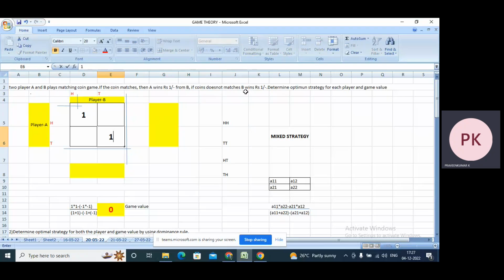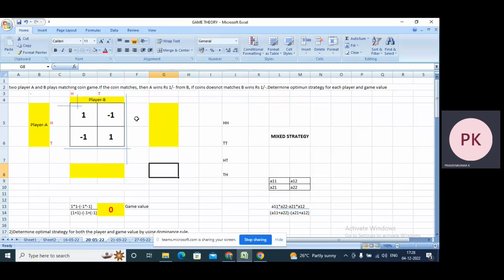If the coins do not match, B wins rupees 1. So what about A? Always we are writing the payoff matrix for player A, not for player B. If B wins rupees 1, obviously player A will lose 1 rupee. Therefore, it is minus 1 if the coins do not match. So here also, if the coins do not match, player A loses 1 rupee. So always I am writing this payoff matrix based on player A, not player B. So this is the payoff matrix I constructed.